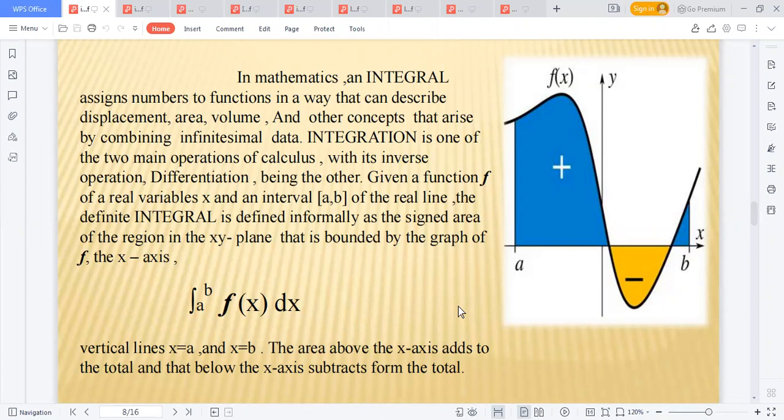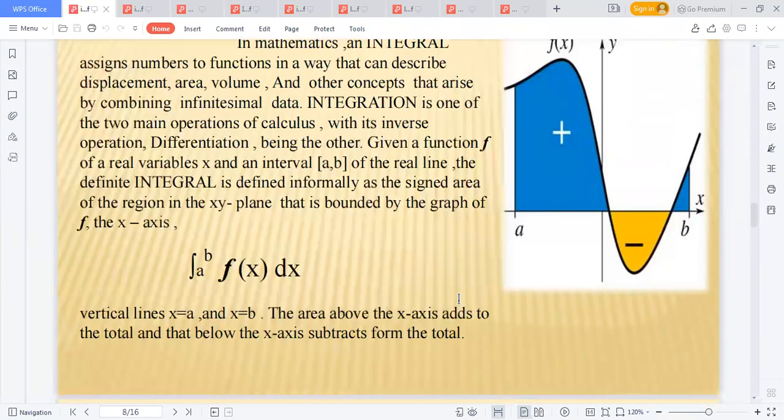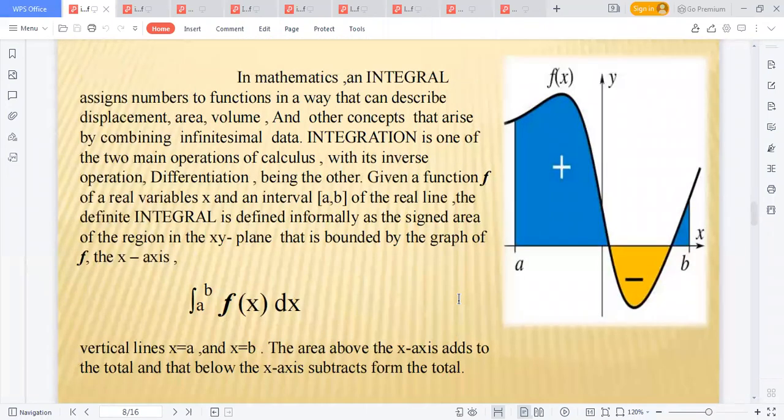In business, we use integration to find out the total profit, total cost, marginal cost, or total revenue from marginal revenue, etc. Or to find out the consumer surplus and producer surplus. So in business, we have to apply integral calculus.